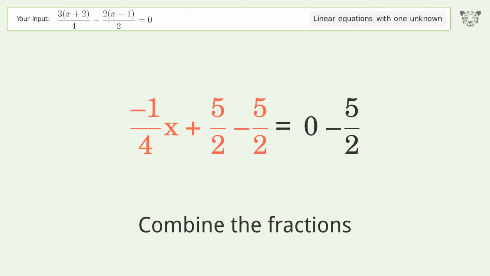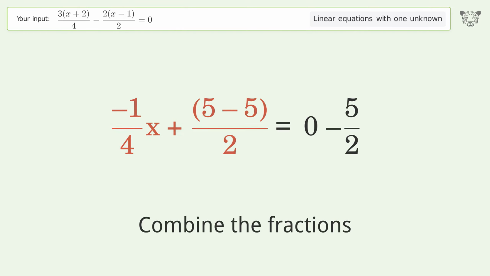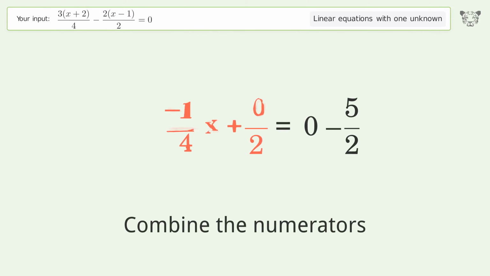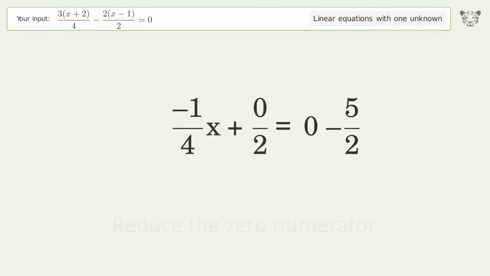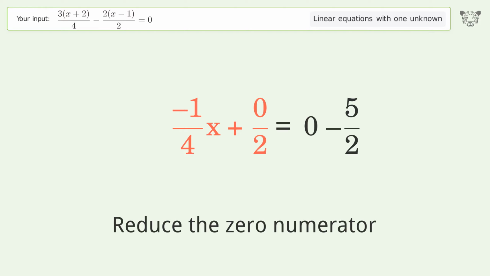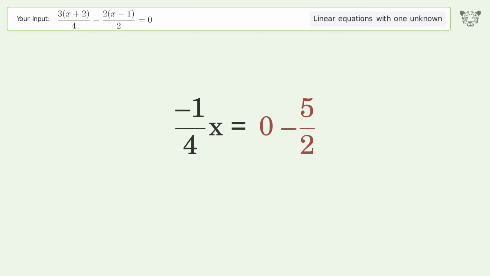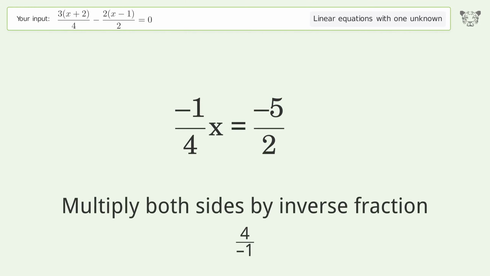Combine the fractions. Combine the numerators. Reduce the zero numerator. Simplify the arithmetic. Isolate the x. Multiply both sides by inverse fraction 4/(-1).